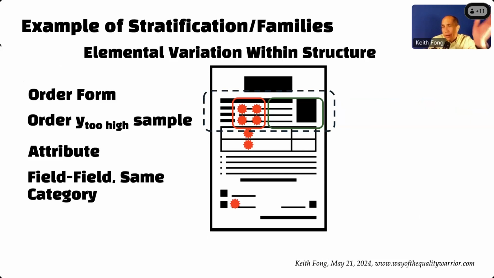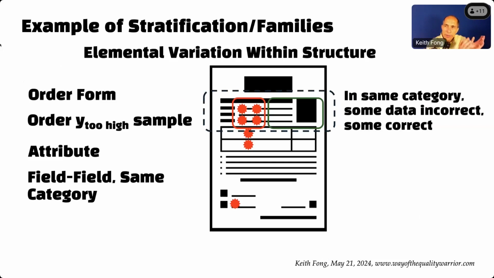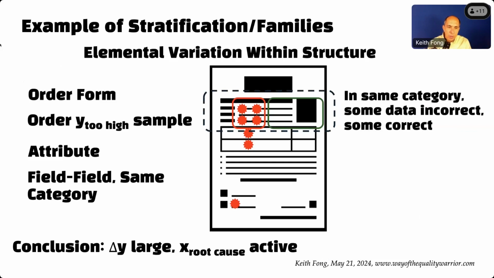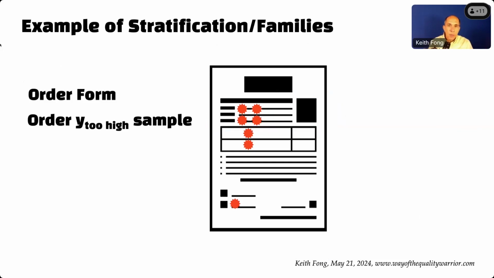This could be, just for the sake of discussion, the requester information. Maybe the errors are their account number and their department number. Anyhow, we discover that some of it's not okay, but others are okay. So within the same category, some of the data is incorrect and some is correct. And where does that leave us? Well, we have a large delta Y, and the root cause could be active here. Again, that's one small family of variation.